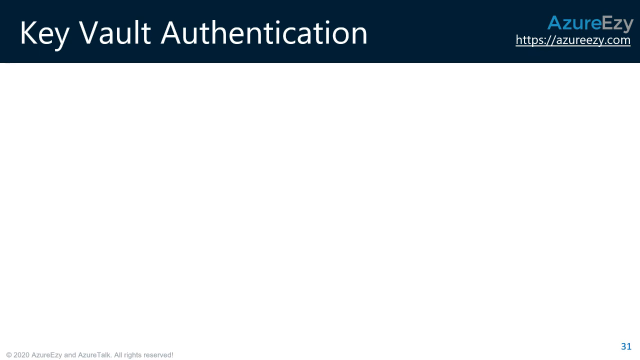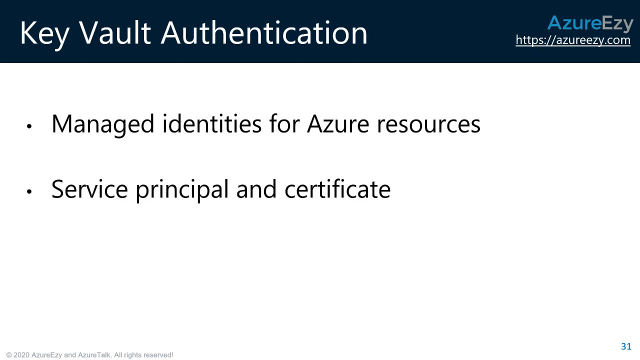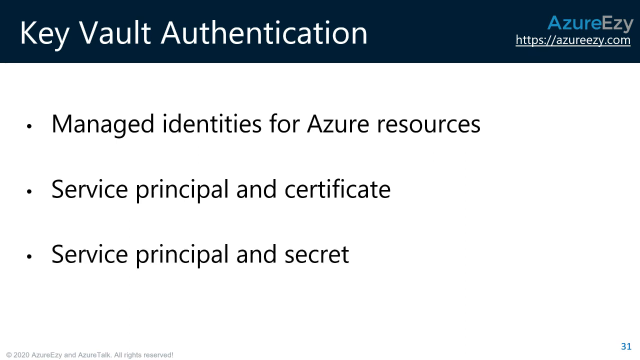We have something called a managed identity. You can use the managed identity for Azure resources. Then we have service principals and certificates. So you can use a service principal with a certificate, and you can also use a service principal with a secret. So these are the several options that we have to authenticate to your key vault.